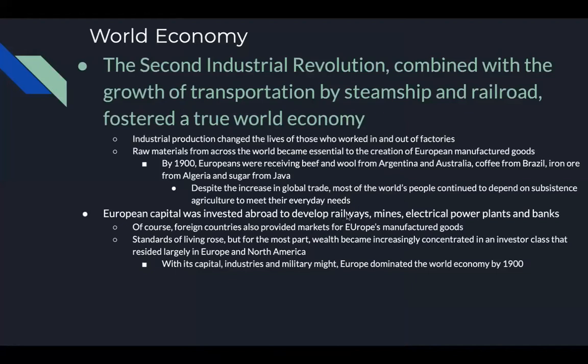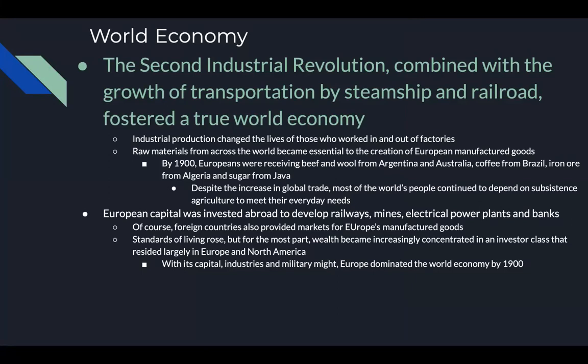All right, world economy. The Second Industrial Revolution, combined with the growth of transportation by steamship and railroad, fostered a true world economy. Industrial production changed the lives of those who worked in and out of factories. Raw materials from across the world became essential to the creation of European manufactured goods. By 1900, Europeans were receiving beef and wool from Argentina and Australia, coffee from Brazil, iron ore from Algeria, and sugar from Java. Wow, interconnection.